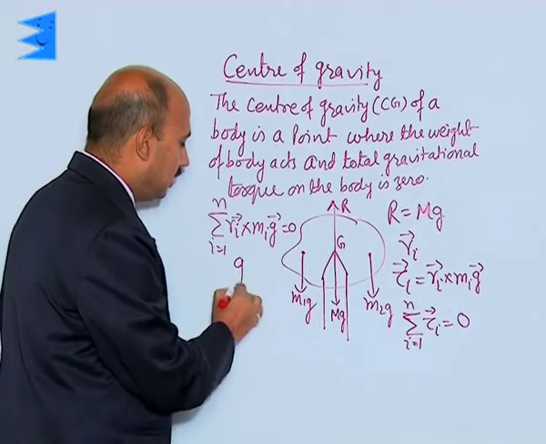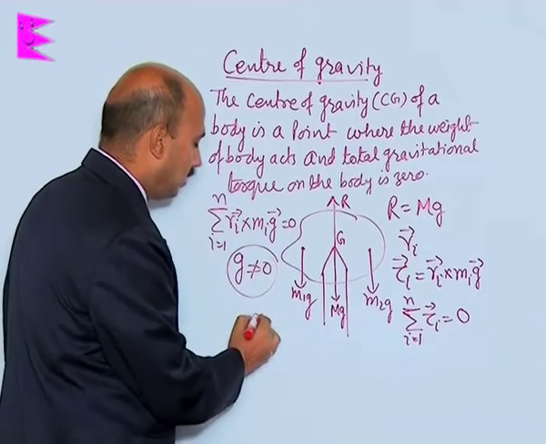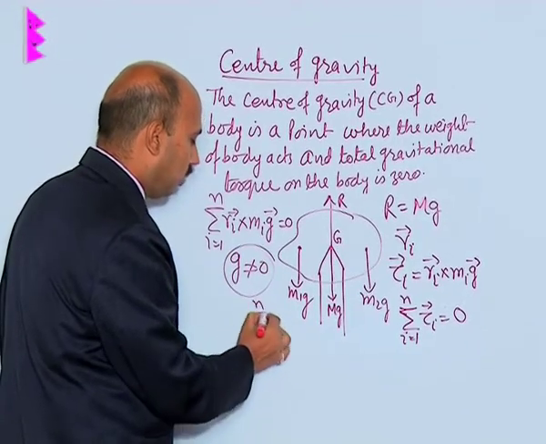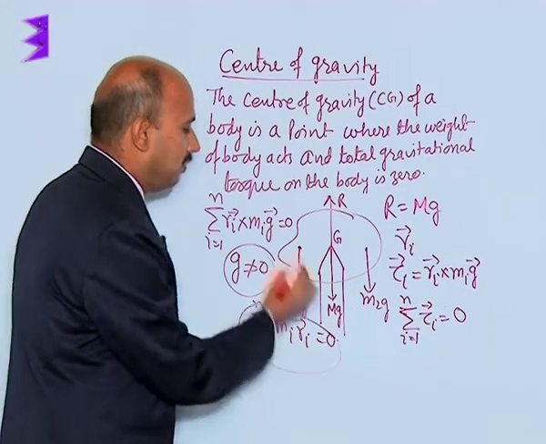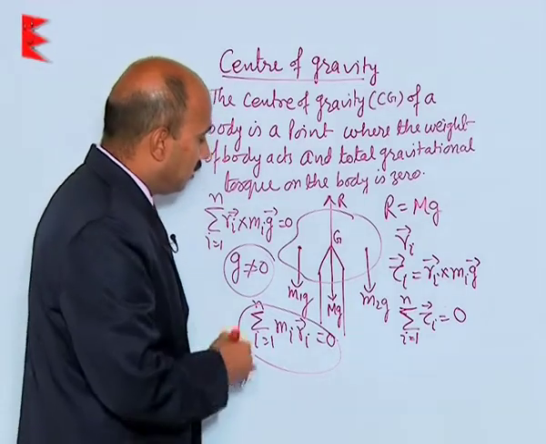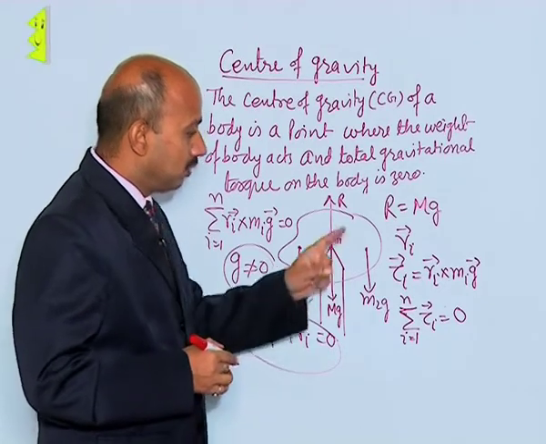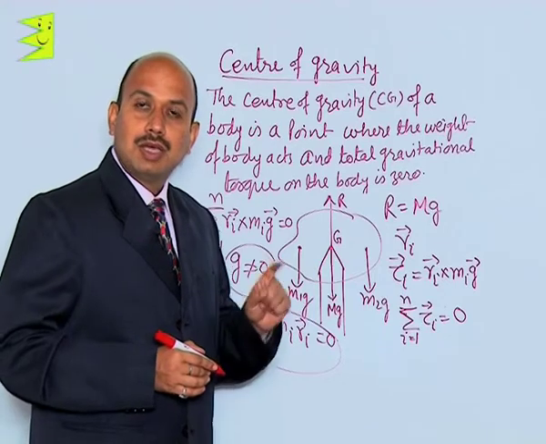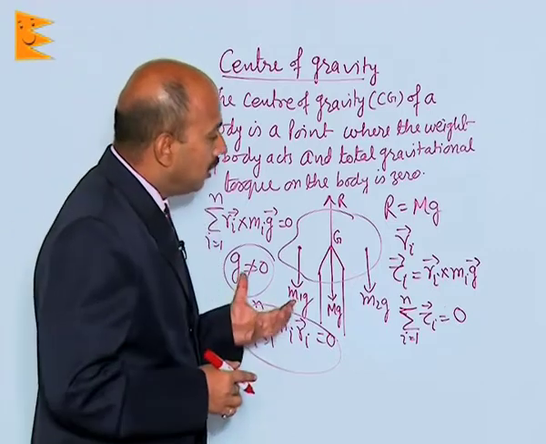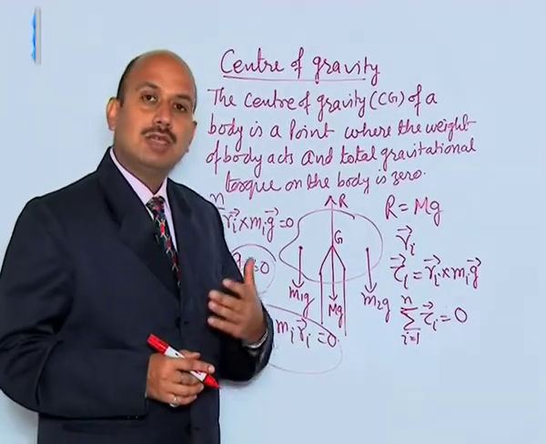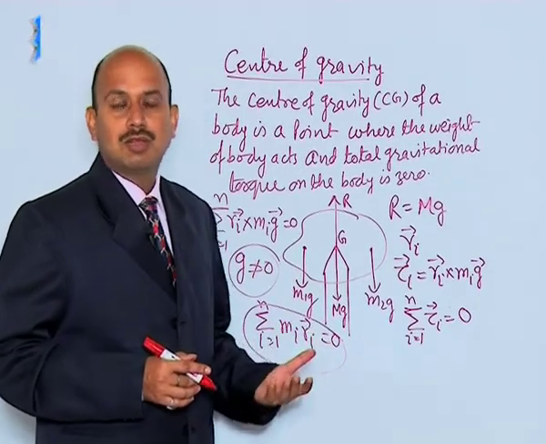But we know g cannot be 0, g is a non-zero quantity here. So, what we can write here is that the sum from i equal to 1 to n of Mi Ri is equal to 0. If this condition is there, it means the center of mass lies at the origin. As the Ri is the position vector with respect to the center of gravity, we can say here the center of mass and center of gravity both coincide. But see here, if there is any extended body where g varies from part to part, then the center of gravity does not coincide with the center of mass.